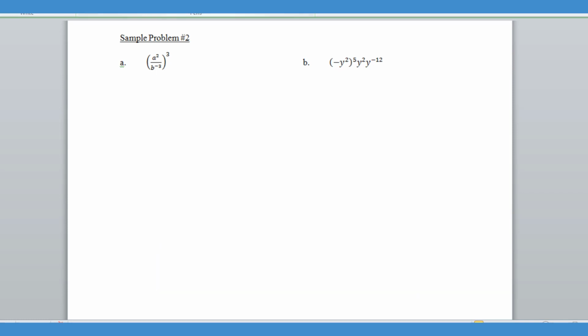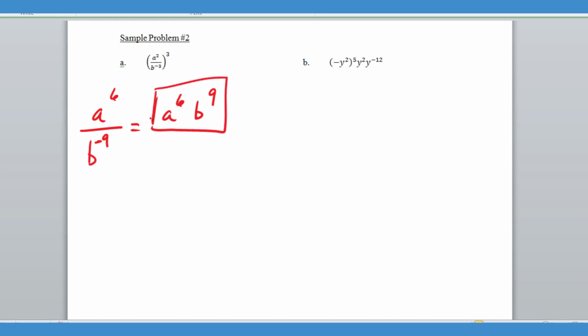Okay, so we'll start with part A. We're going to start by distributing the power of 3. So that's going to make this a to the 6th power over b to the negative 9th power. Now these aren't the same bases, so we really can't do anything with the exponents here. However, we should never leave an exponent as a negative power. So we want to go ahead and change that to a positive by bringing it up above into the numerator. Alright, and that's the simplified form of that problem.